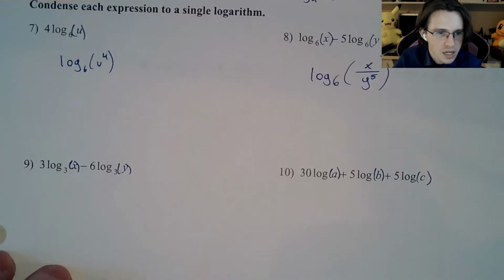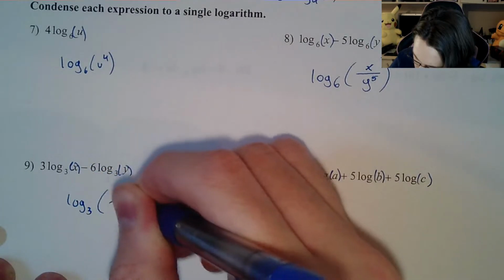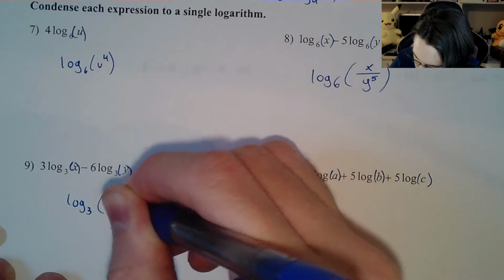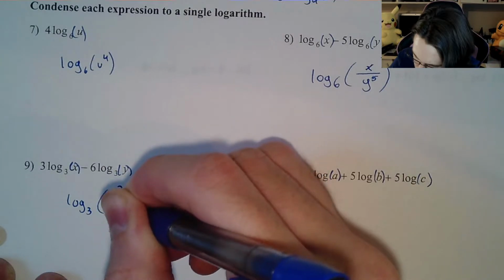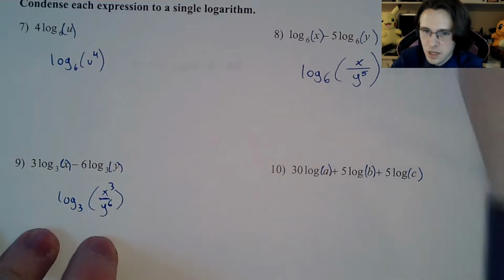Same with this number 9 here. So we're going to have, again, a fraction. And the top part of the fraction has the x, the y, 3 on the x, 6 on the y. We're done. These are fast questions. Really, really nice.